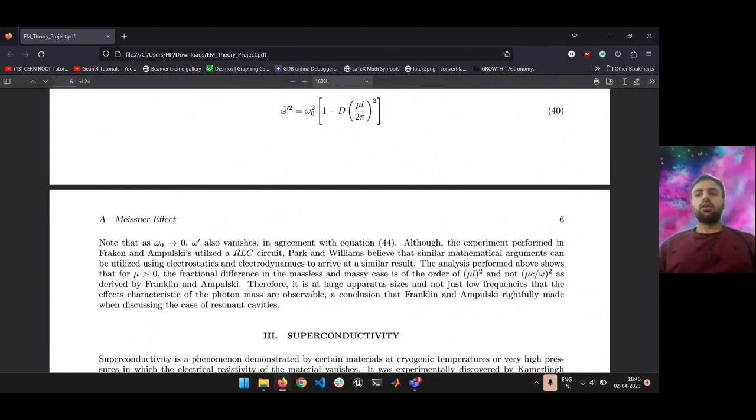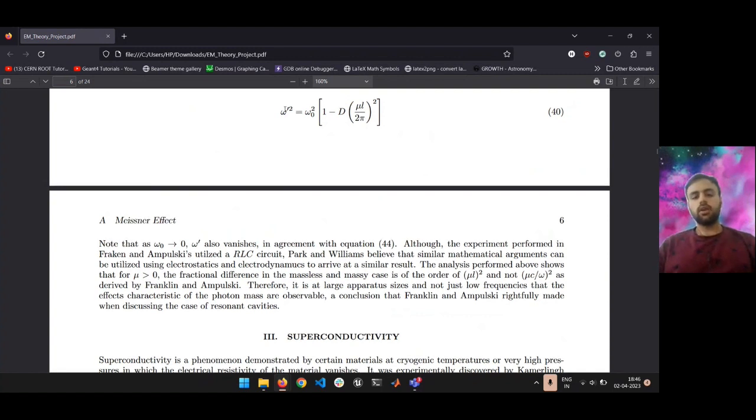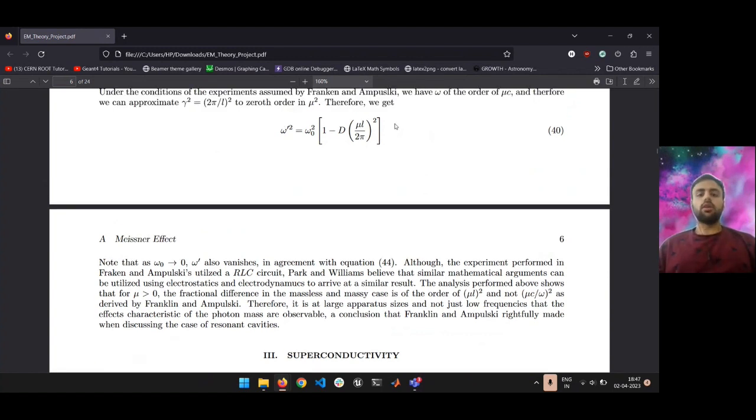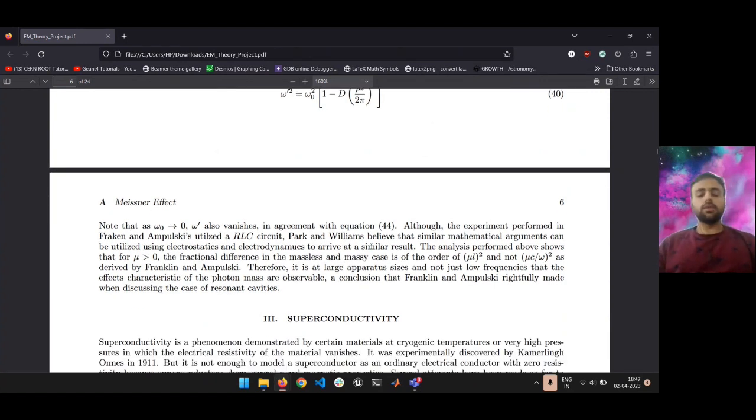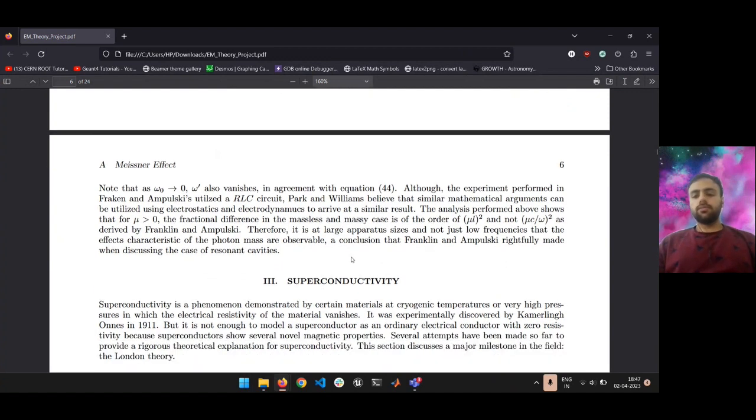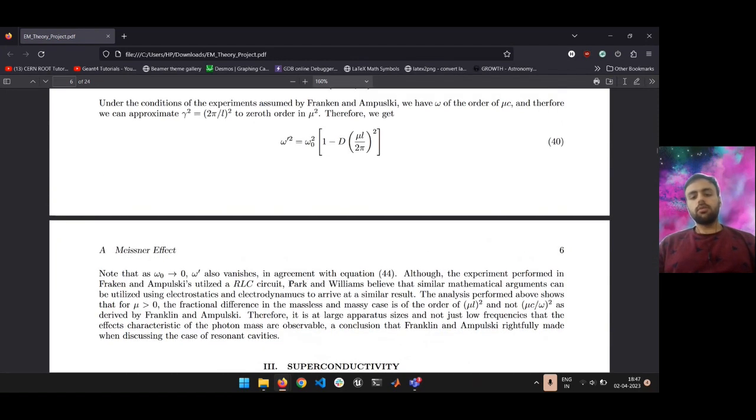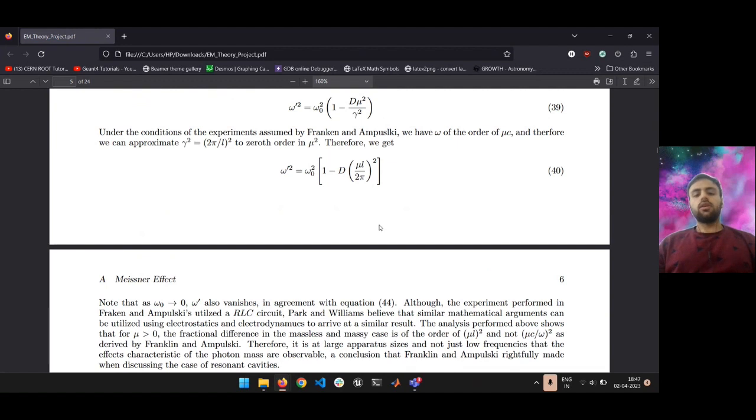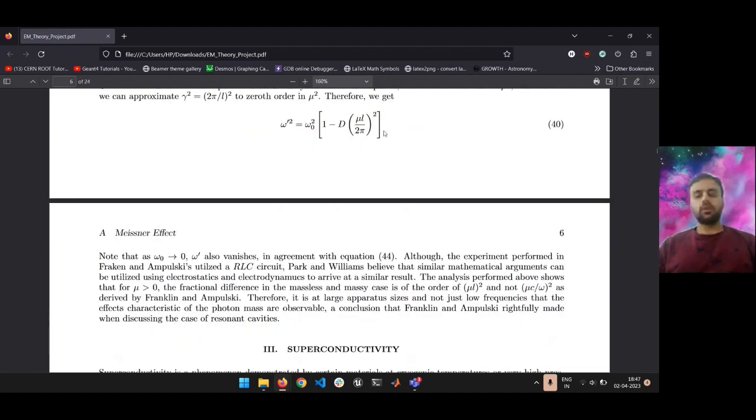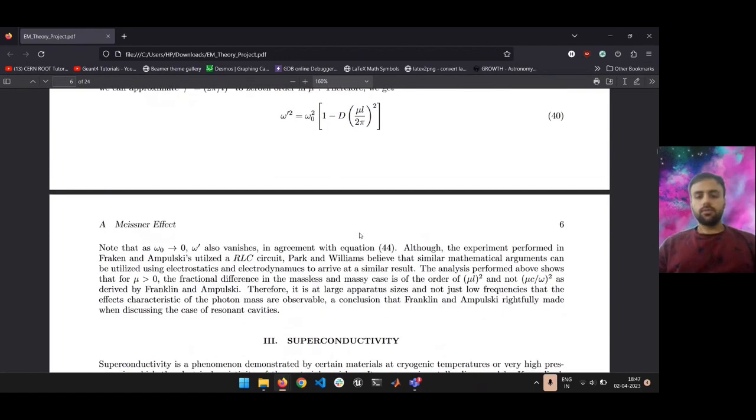Although they are different on the surface, all the characteristics of resonators should be similar, and therefore the result that they've obtained here should also apply, if not directly, in some way to an RLC circuit. And therefore, what Franken and Ampulsky have done is probably wrong. So the methods devised by Franken and Ampulsky are not reliable, and what we really should be trying to use is the one suggested by Park and Williams. This has actually been tried and used, and they have obtained some bounds of the order of 10 to minus 40 on the photon mass, but not an exact value, obviously. So yeah, that's it. Thank you.